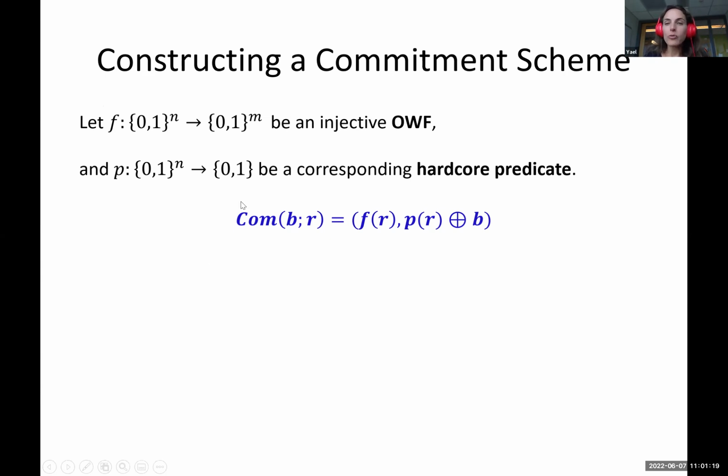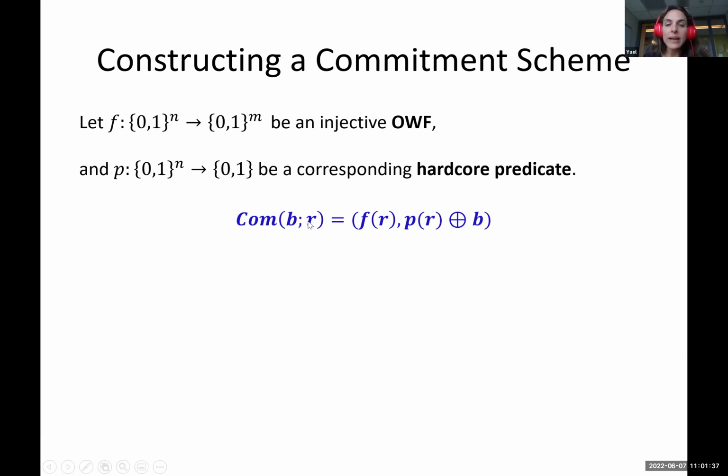Okay, so now here's my commitment. Let me do a commitment where I commit bit by bit. I'm going to first commit to each bit separately. If you want to commit to a string, I'm going to first commit to the first bit in the string, the second bit, and so on and so forth. So I'm going to show you how to commit to a single bit.